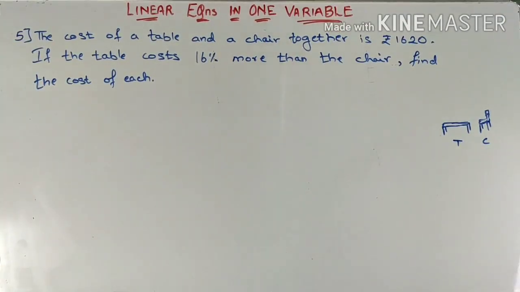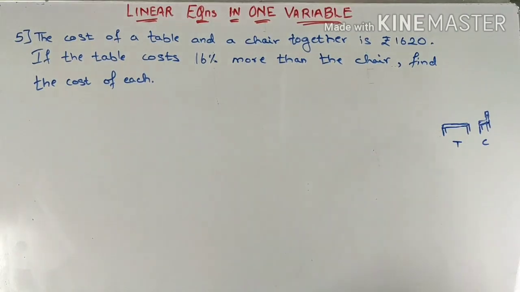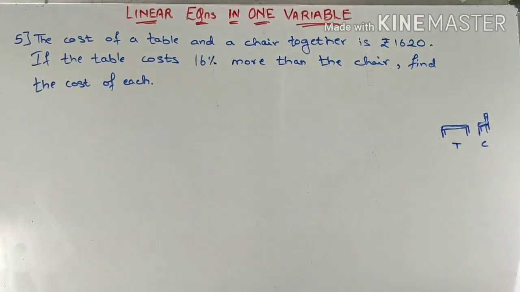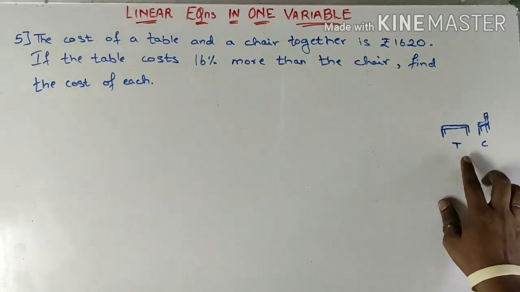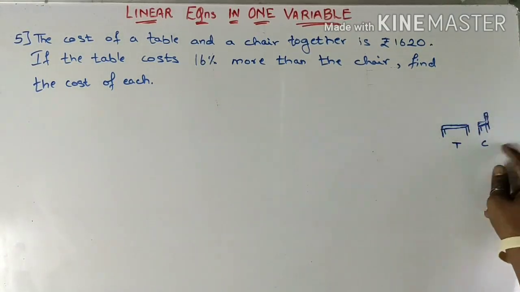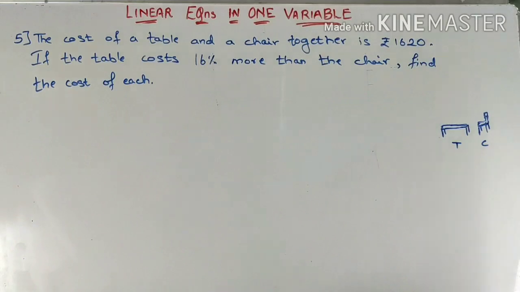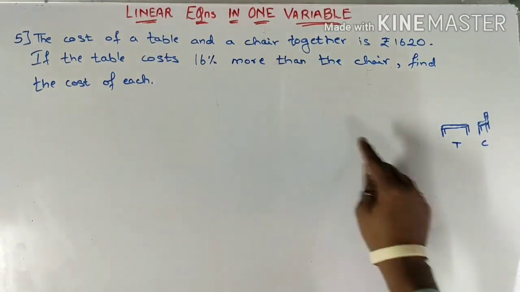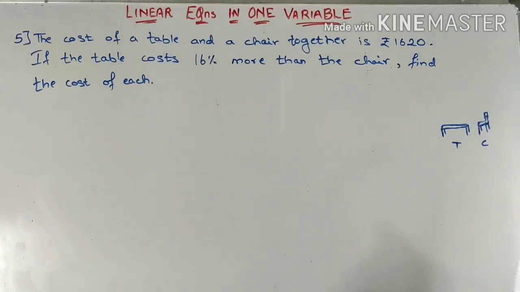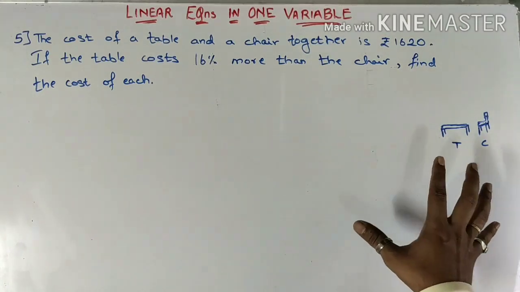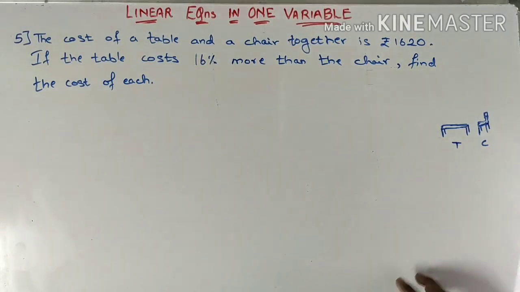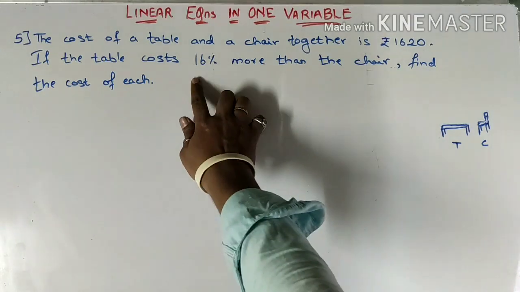So my next question is, the cost of a table and a chair together is rupees 1620. So the cost of one table, one chair is together 1620. If the table costs 16% more than the chair, obviously if the table is larger, it will require more amount of wood or plastic or whatever raw material, and hence it will be costing more than the chair. How much more? 16% more.